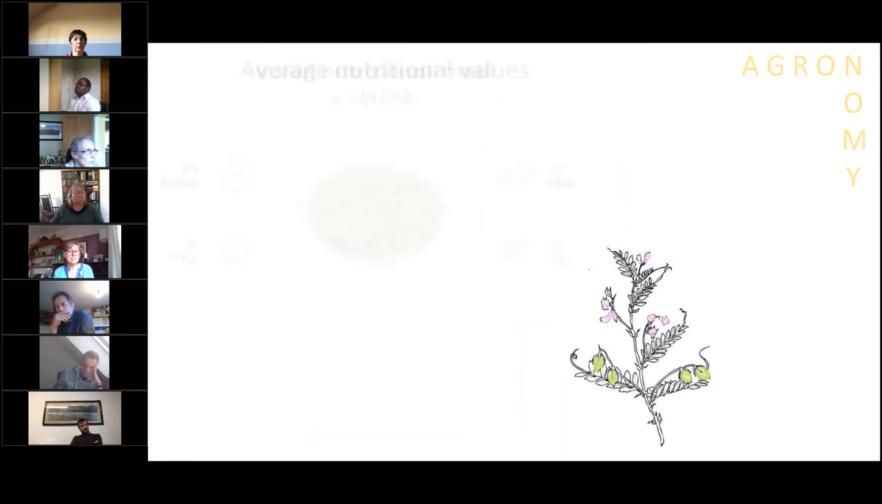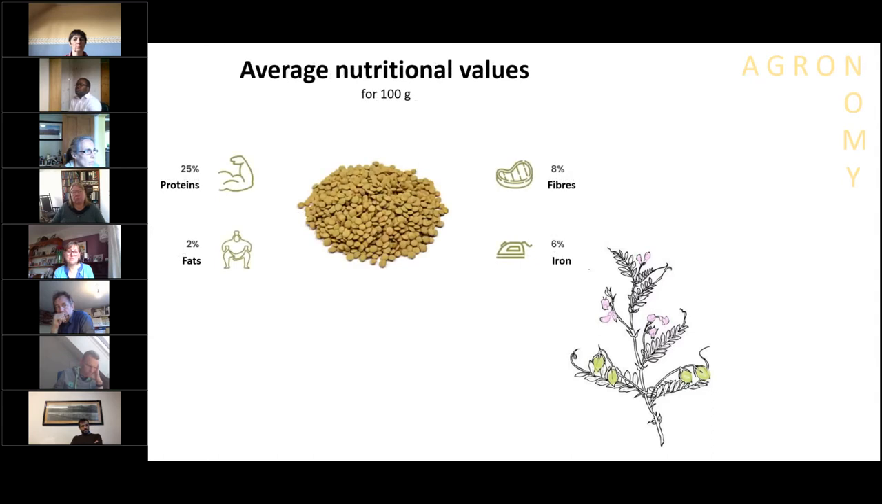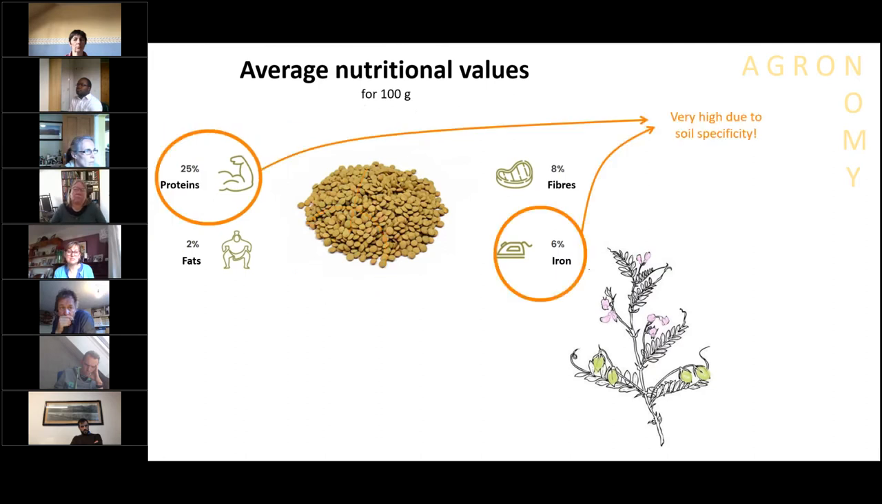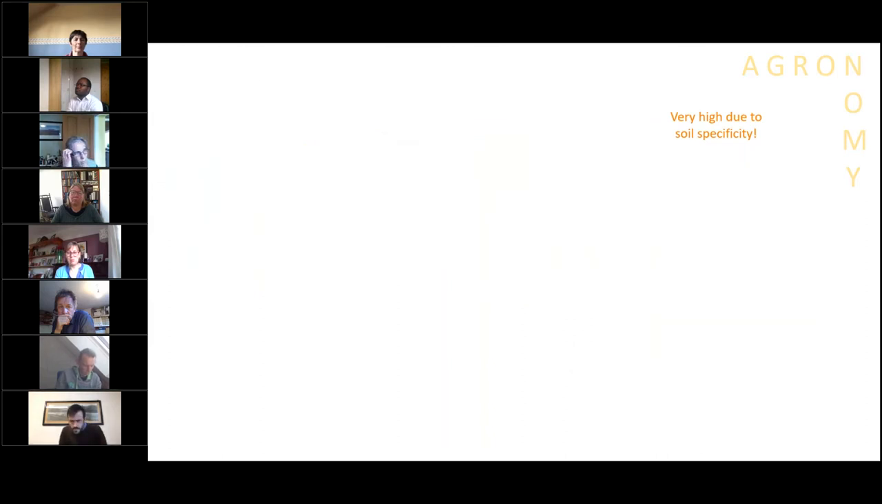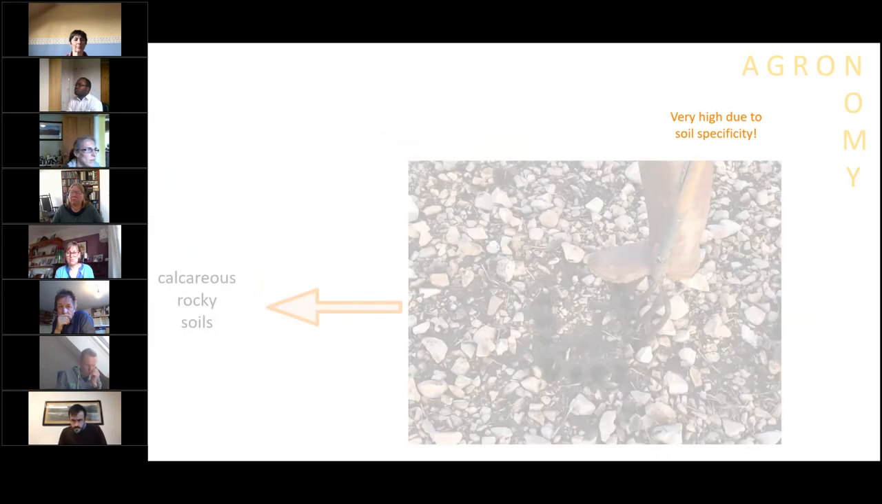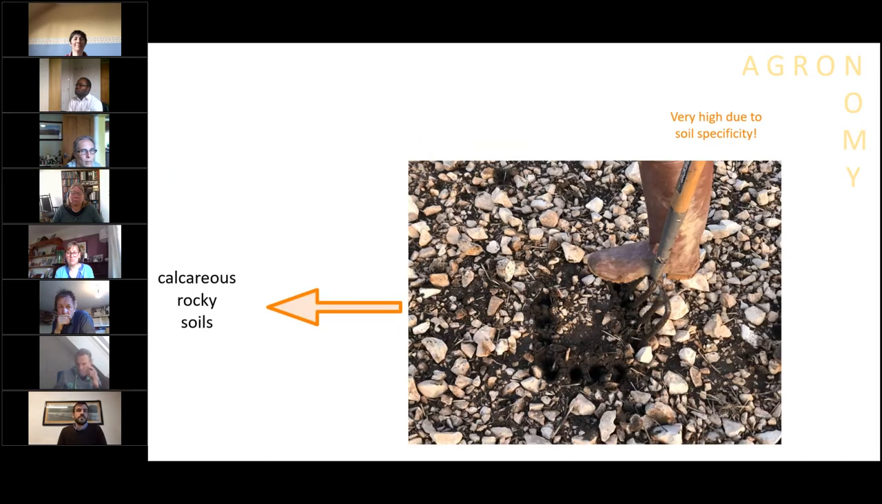Altamura lentils are famous for their nutritional values, especially proteins and iron, which are very high because the soil where these lentils are grown confers these characteristics, because it is very vocated. This is also the reason why in the past it was so famous. The soil, just to have an idea, sometimes looks like that, not always, but quite common. It is calcareous, very rocky and very draining.